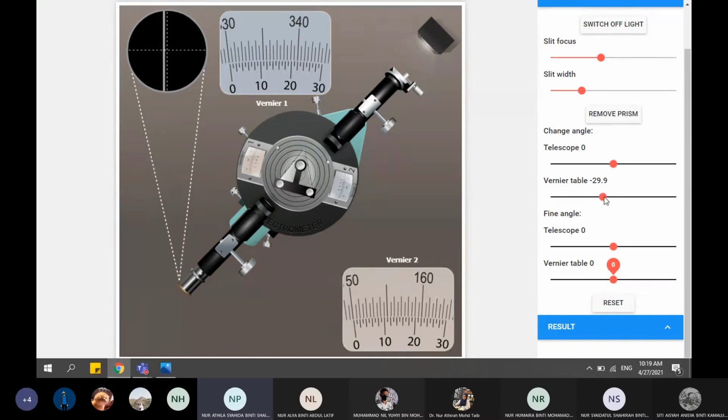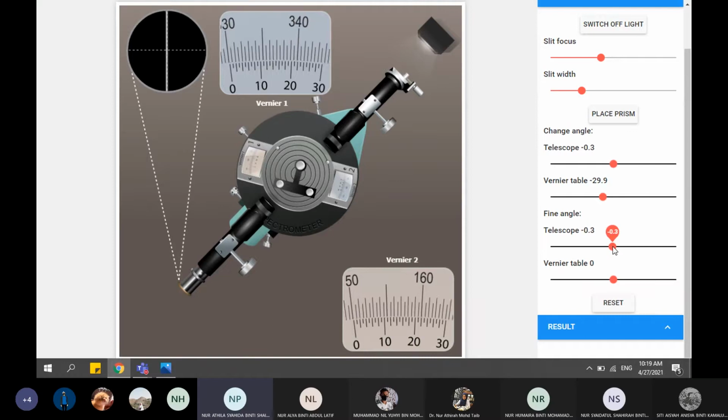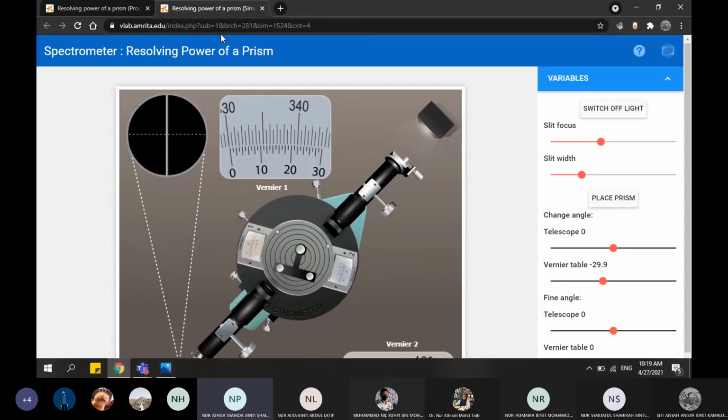Okay, and we note the reading on the scale. And then remove the prism from the prism table. Turn the telescope parallel to the collimator and note the direct ray readings. In order to find the angle of minimum deviation, we need to find the difference between the direct ray readings and the deviated readings. Okay, that's all.